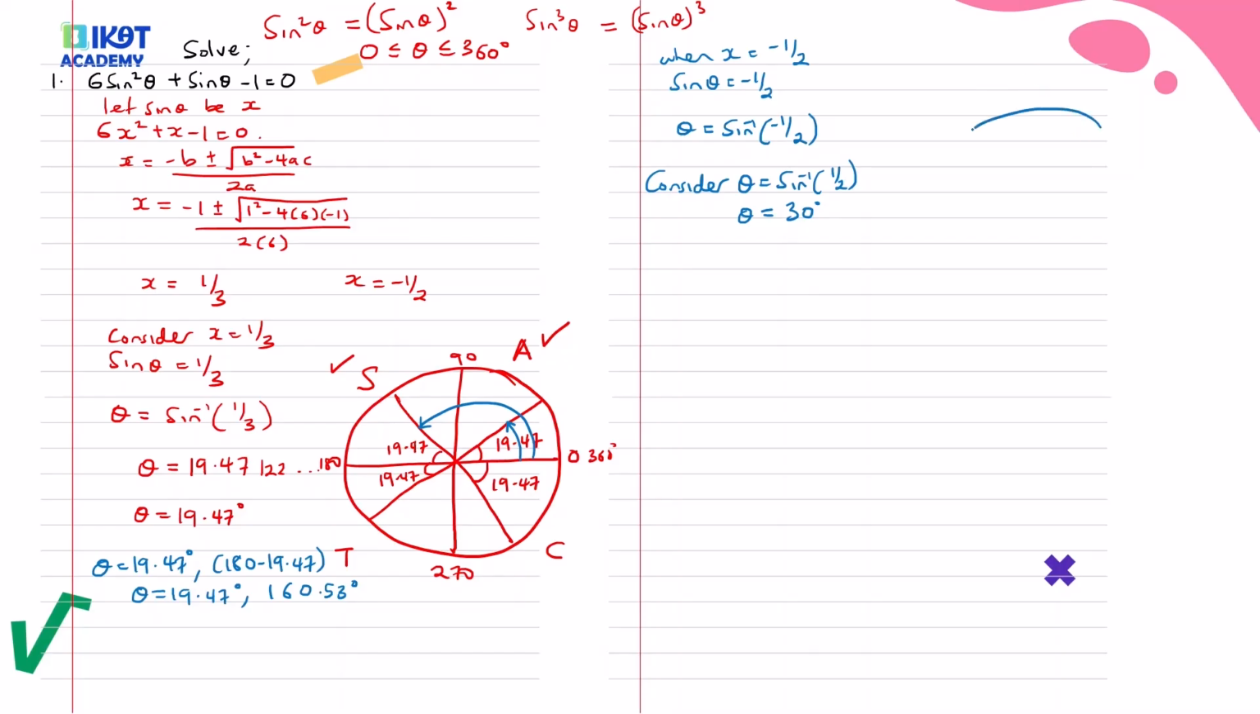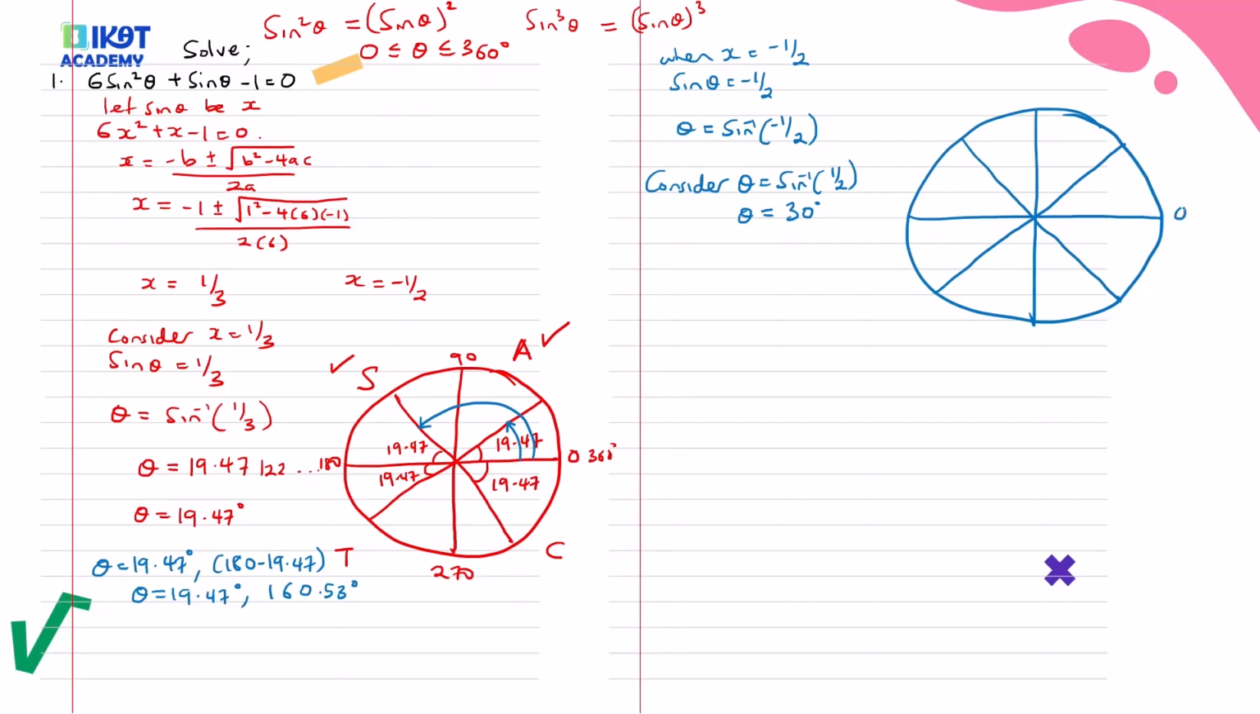Now we draw a quadrant. That quadrant is what is going to help us find the answer we need. This is our quadrant. This is 0, this is 90, 180, 270, 360. So this is 30 degrees from what we get as theta. This is 30 degrees, and this is 30 degrees.